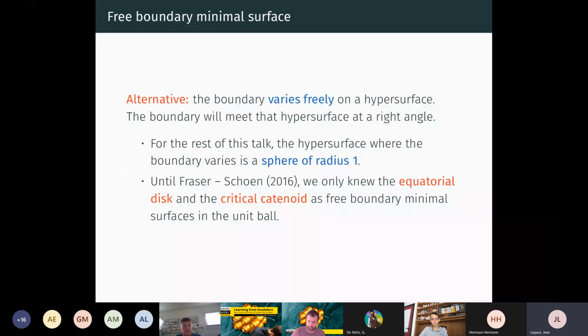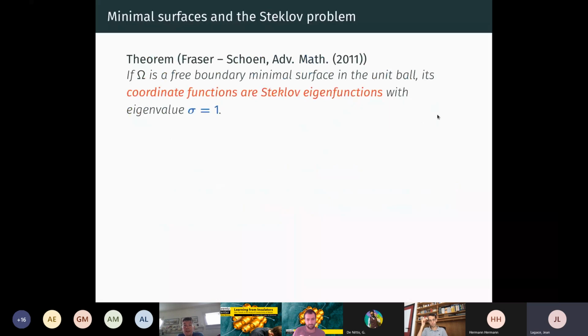In the last 5 years, there have been many new ways of constructing them, some related to spectral theory, some unrelated to spectral theory. I will obviously talk today about those related to spectral geometry. The first relationship between these free boundary minimal surfaces and the Steklov problem came in the work of Fraser and Schoen in 2011, a few years prior, where they proved that if omega is a free boundary minimal surface. Yes? There is a question, so maybe before you continue.